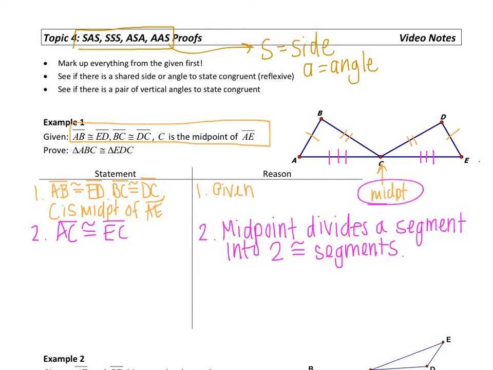Now that I have a midpoint that gave me 2 congruent segments, I get to mark up my picture with S's and A's. So I have 1 set of sides, 2 set of sides, and 3 set of sides. So now I can prove the triangle is congruent by the theorem SAS, because I had 3 sets of congruent corresponding sides. That's it for your first proof, 3 steps.